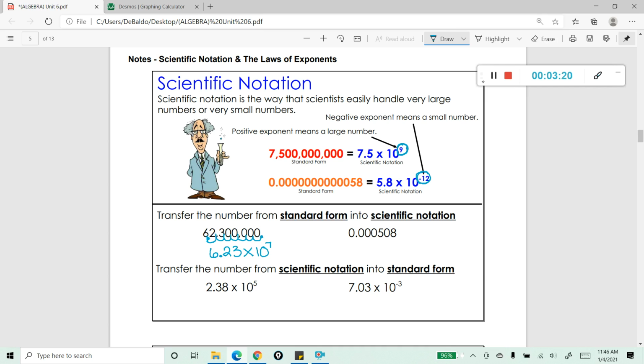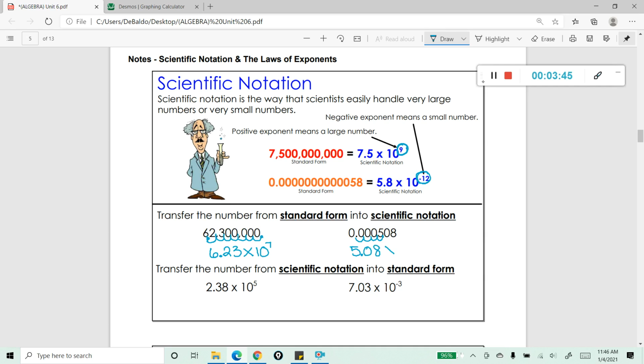Now let's look at a little number. This next one's a little number. And I know that because my decimal is in a different position here. I actually have a decimal in the problem. I'm still going to try to get the decimal so that there's one digit to the left. So I want to move it right here. So I'm going to move it 1, 2, 3, 4 spaces. So that's going to give me a new base number of 5.08.